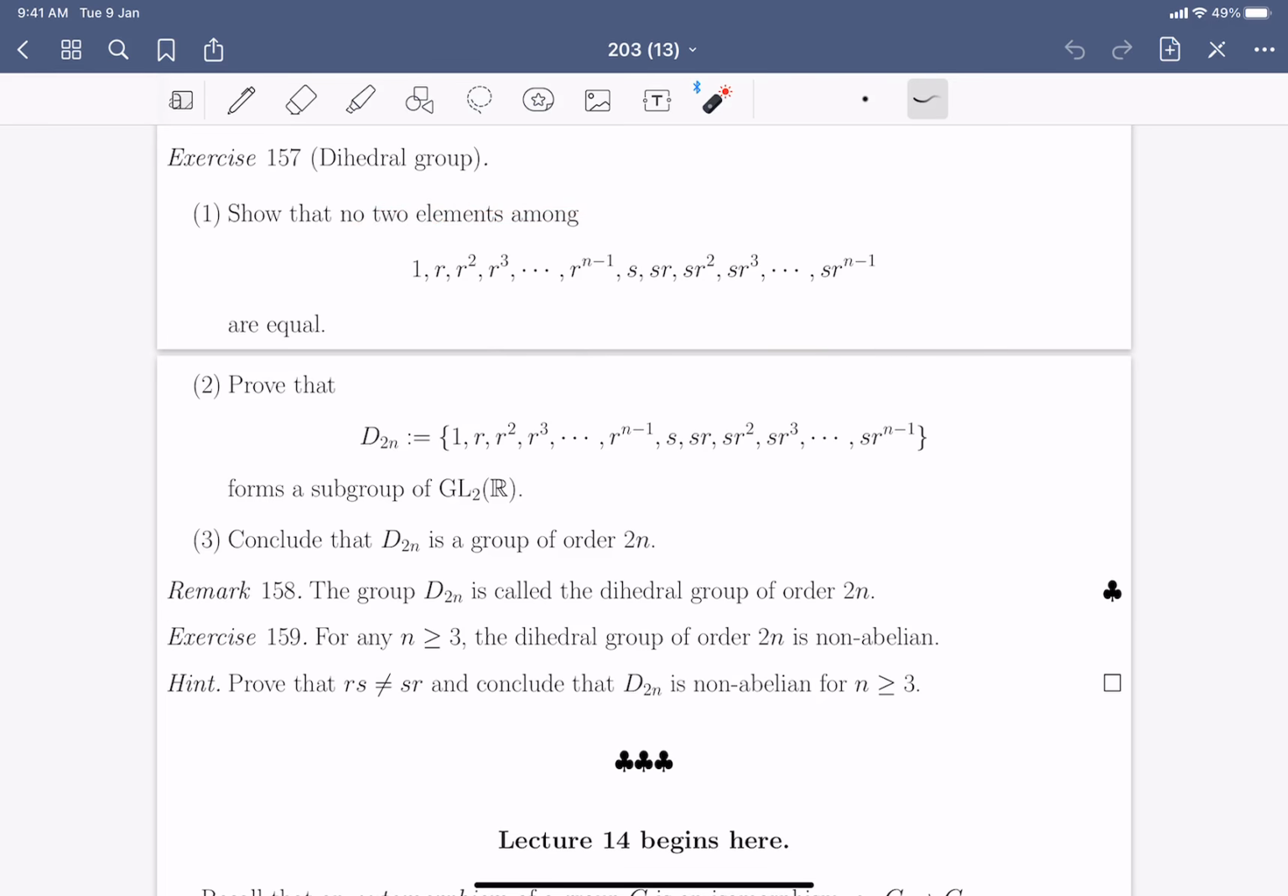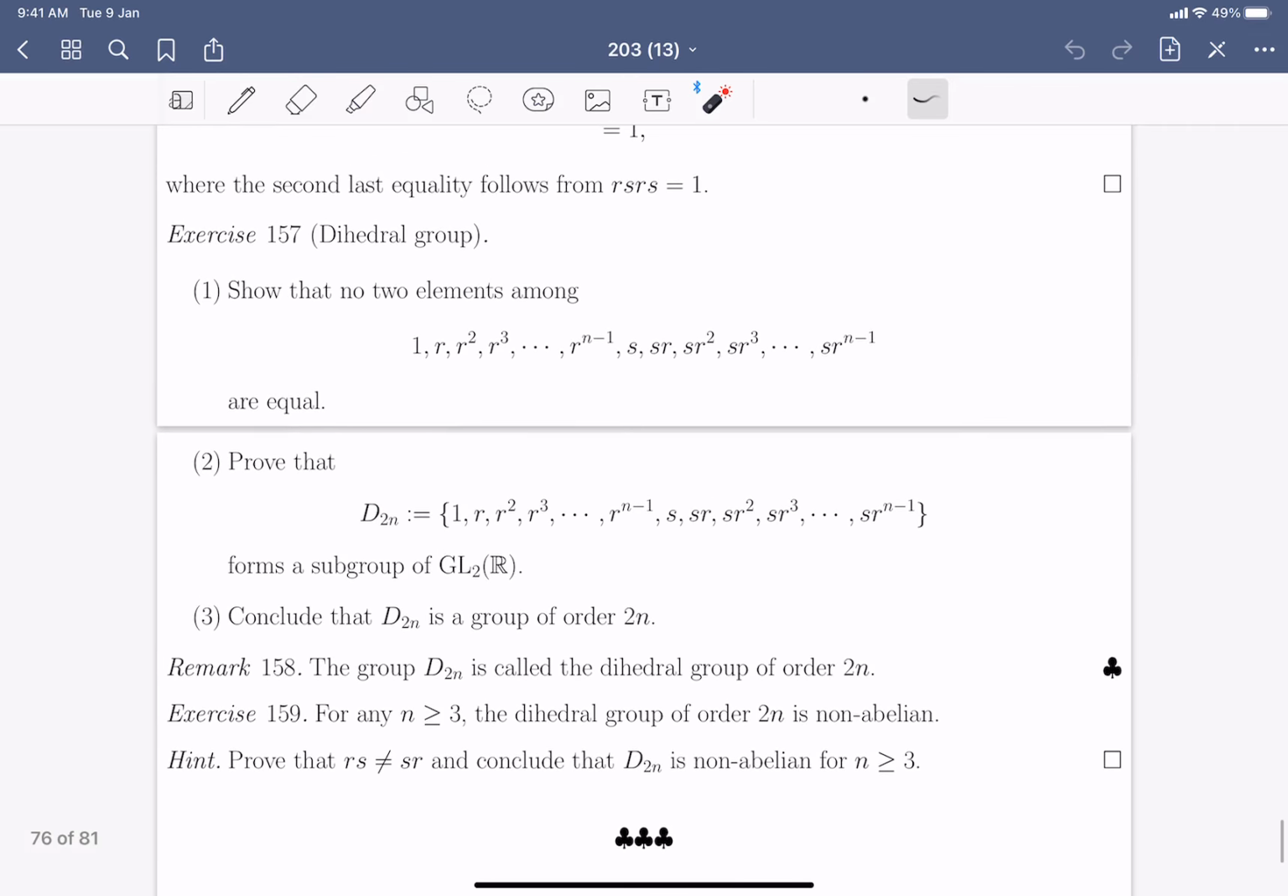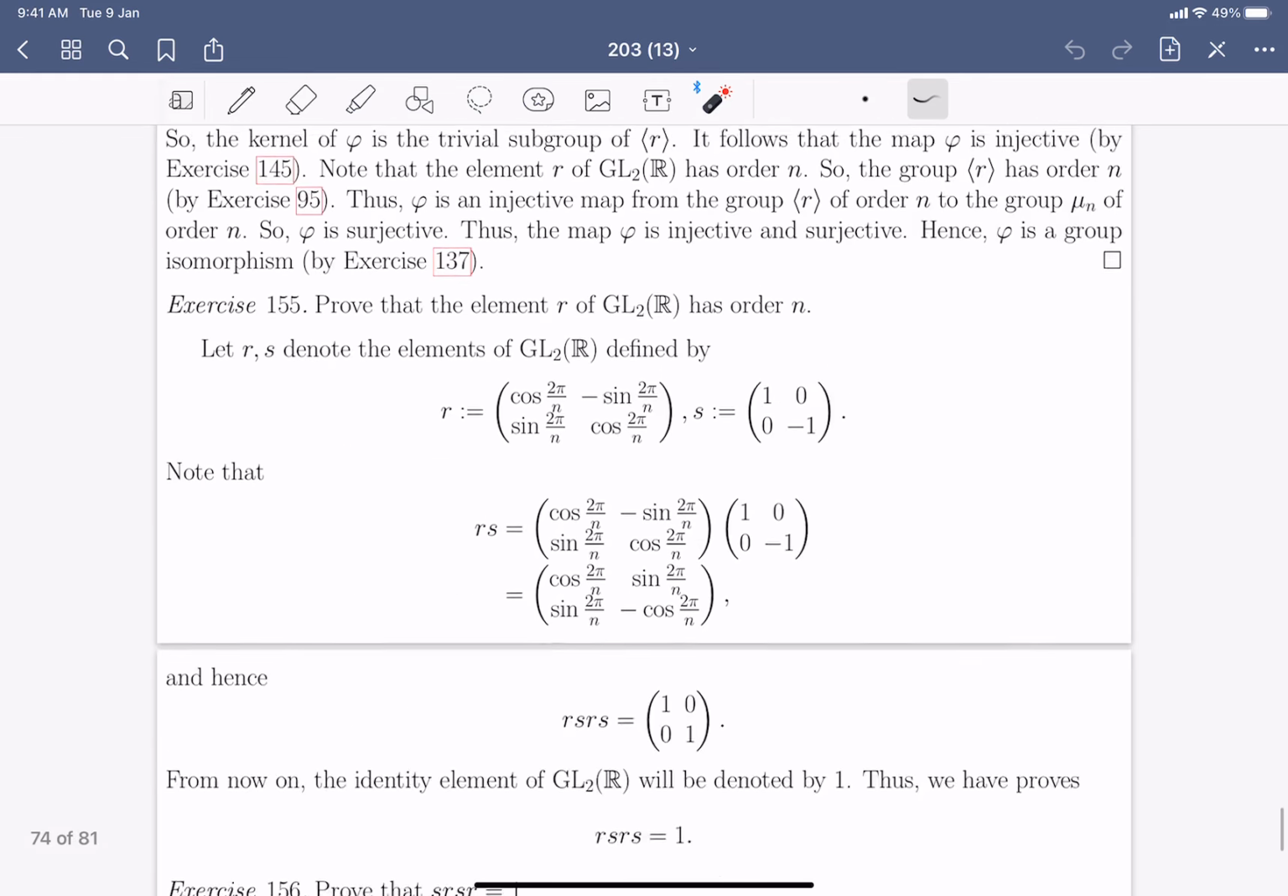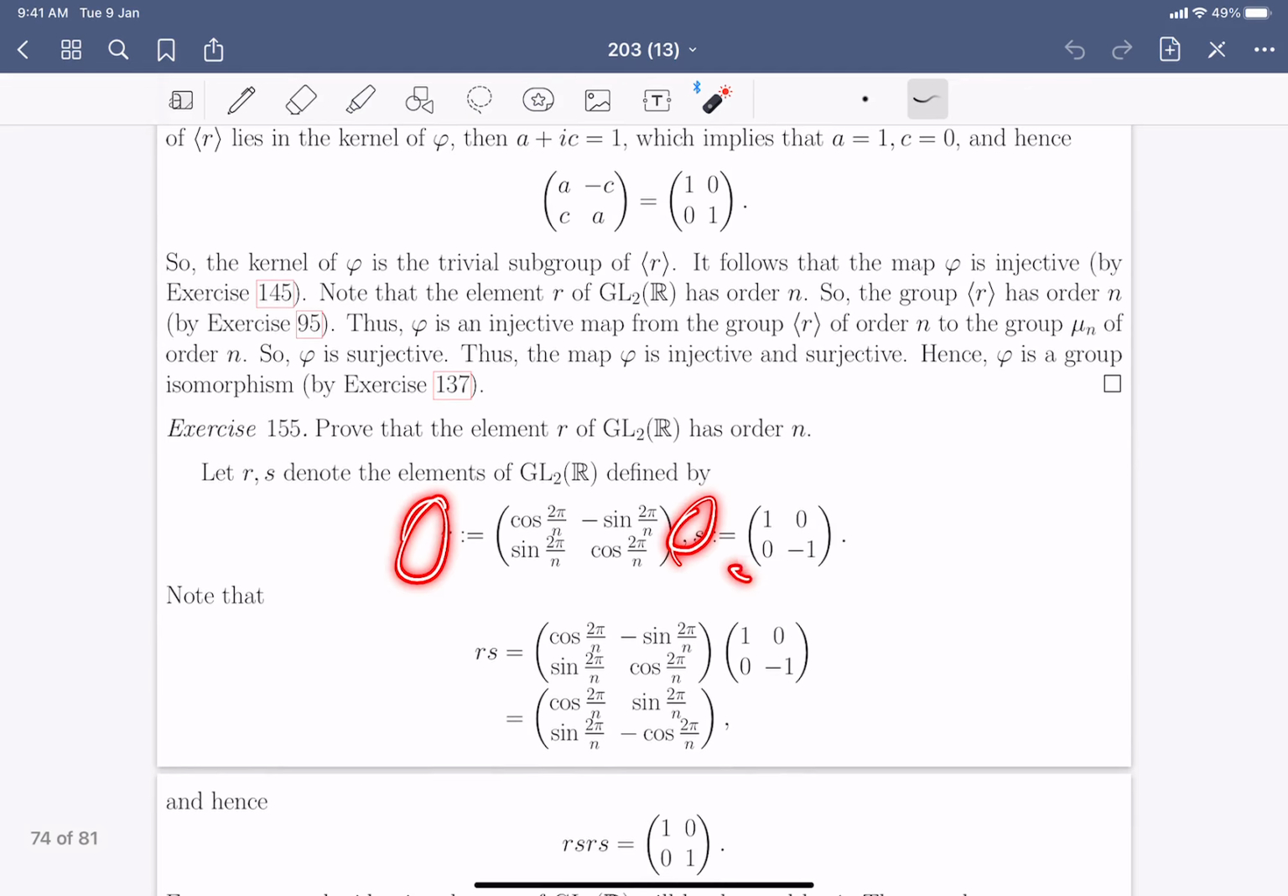Here you get to see this element r and this element s. When you just see these two letters r and s, you do not know what n is. For example, whether n is 5 or 10 or 20 and so on. While discussing the dihedral group D2n, it is implicitly understood that r and s are precisely these two elements.